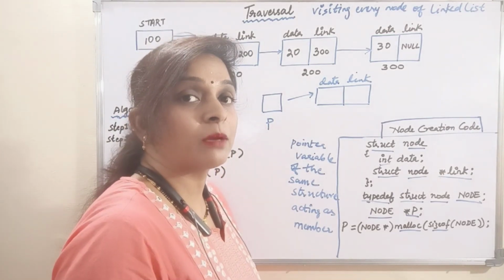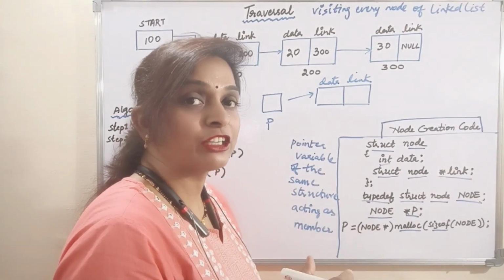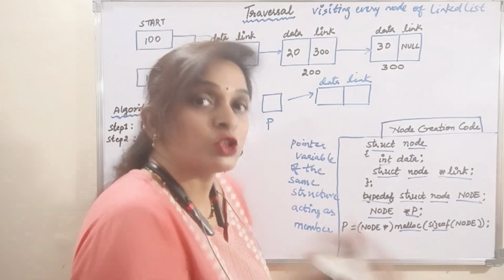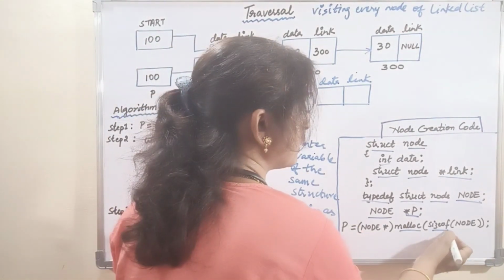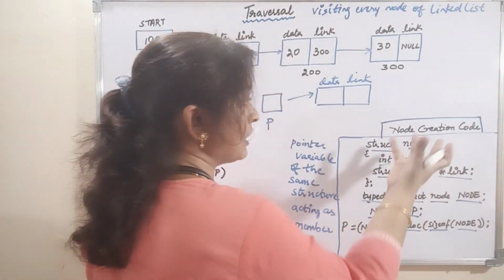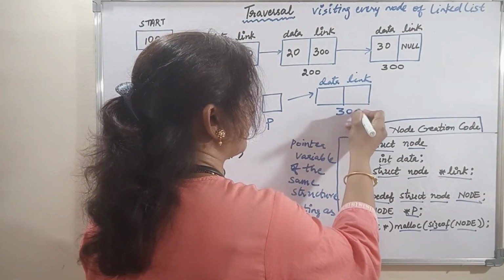Node type of data means one is data, the other one is link. So that much amount of data I need to store means that much amount of memory I require. That amount of memory is obtained with the help of the sizeof operator. So sizeof node type is allocated. So this is what the free memory says. Let me say the free memory is 300.